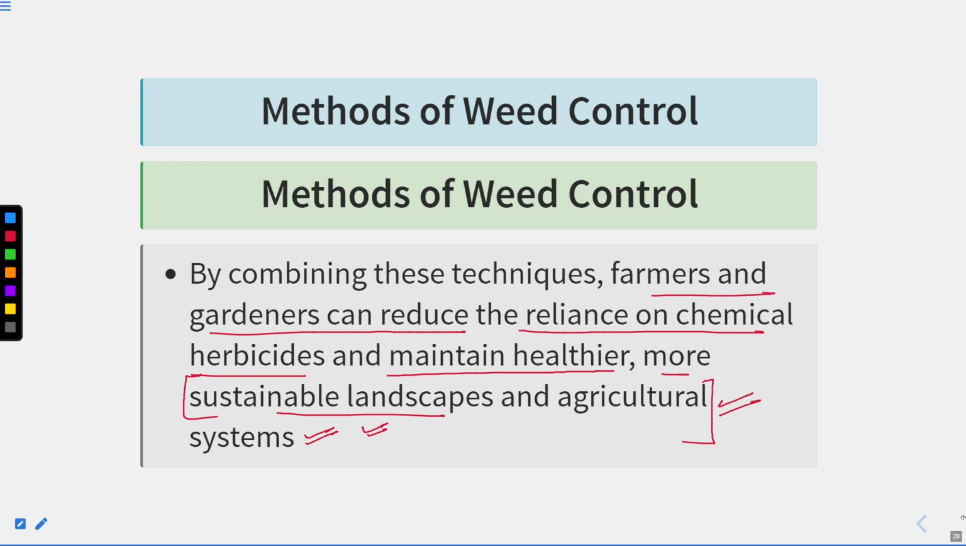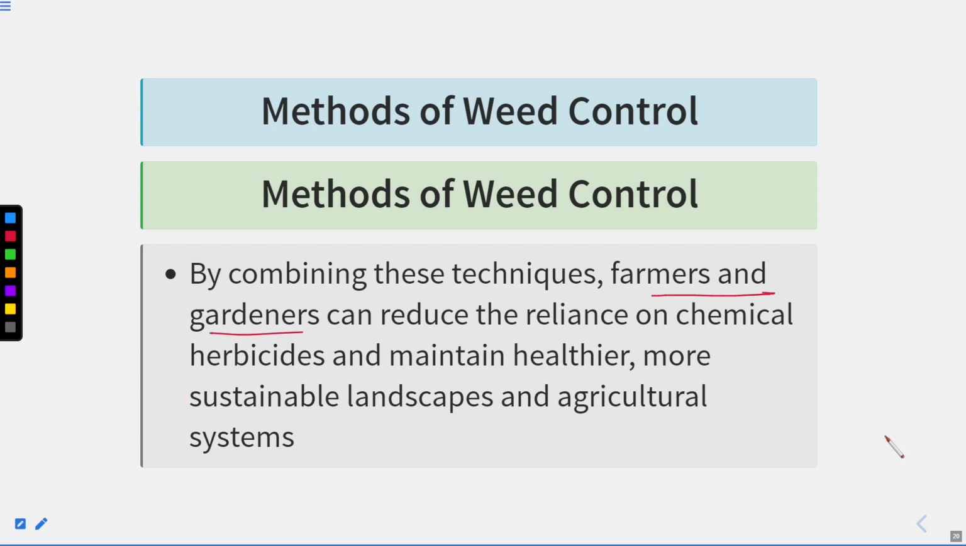So these are the two methods we have started in this session, that is cultural and mechanical methods. That is very, very important, right? So this is all about this session.